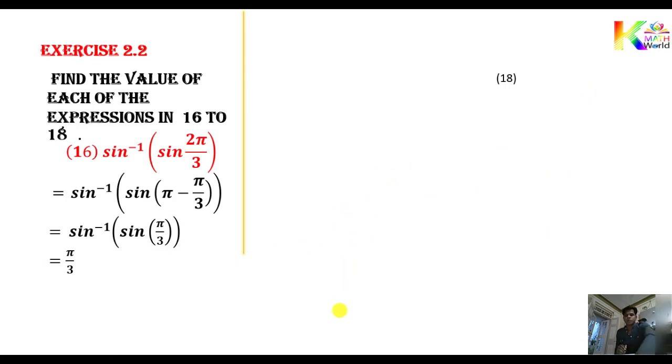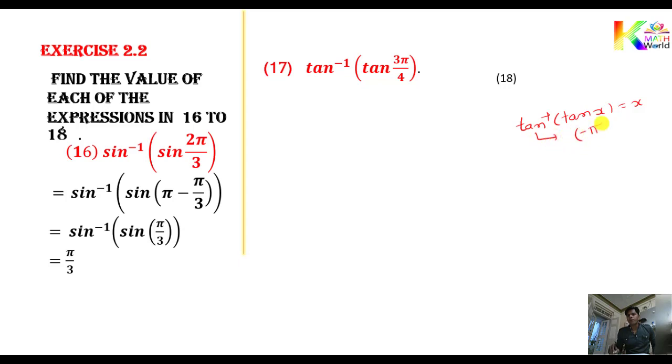Okay, next question. Tan inverse of tan 3 pi by 4. So again it is almost similar to the previous question. Tan inverse of tan x, what is the answer? Again x. But when? What is the condition? What is the range for tan inverse? Open interval minus pi by 2 to pi by 2. If your x lies in this interval, then you can directly put the answer x. Otherwise not.